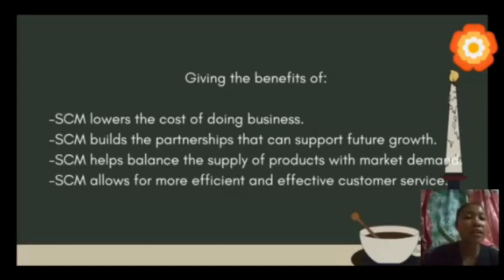Supply chain management helps balance the supply of products with market demand, negotiating and adjusting the quantity of supply directly to the source. Then lastly, SCM allows for more efficient and effective customer service, so that customers receive their products quickly and as promised, and if bought directly from the source will surely have good quality, fresher and less damaged. The ultimate goal of the importance of SCM, or supply chain management, in the hospitality industry is to have effective and efficient management to produce higher profits through improved satisfaction and a lower cost of doing business.